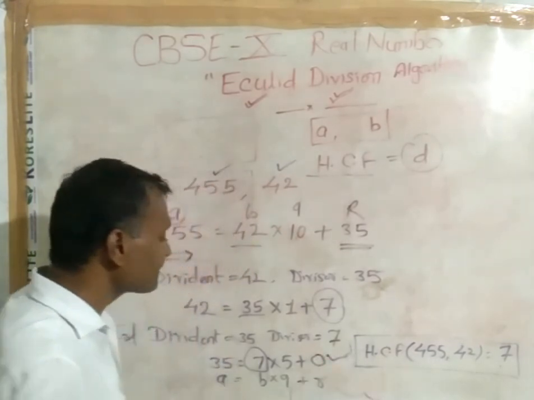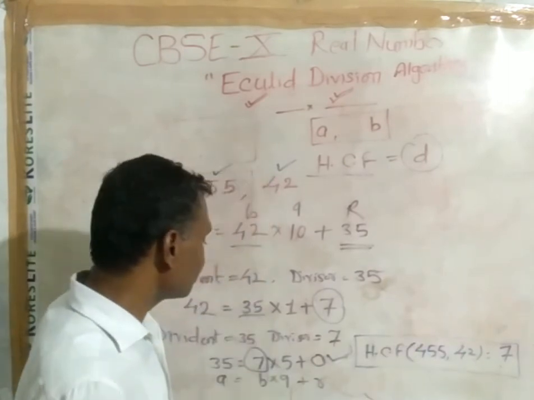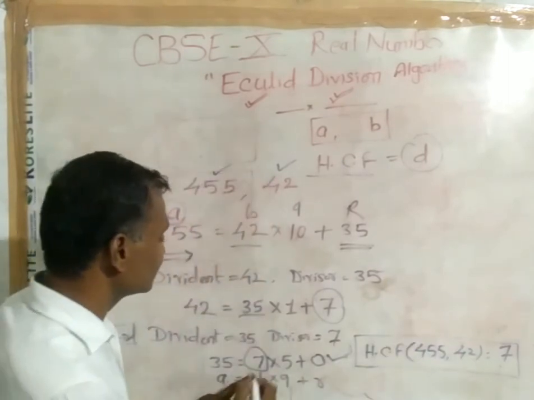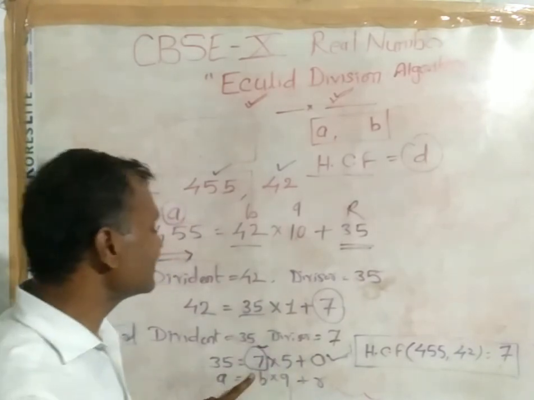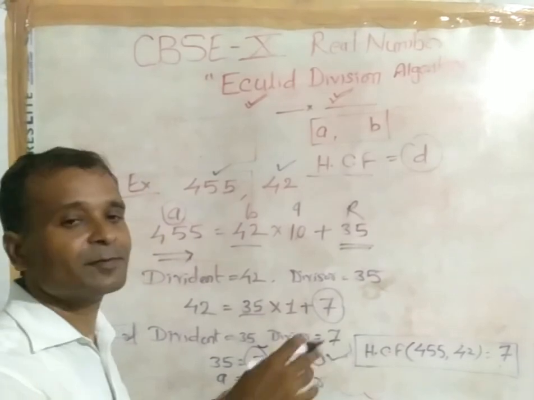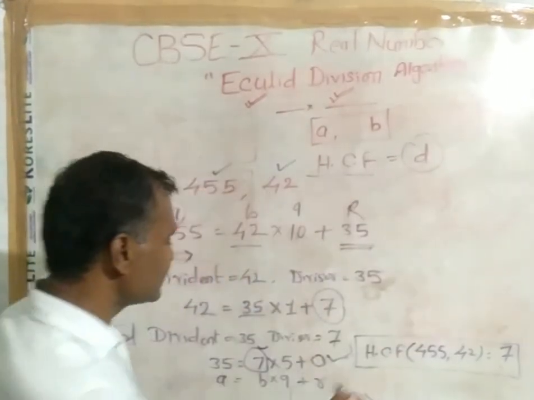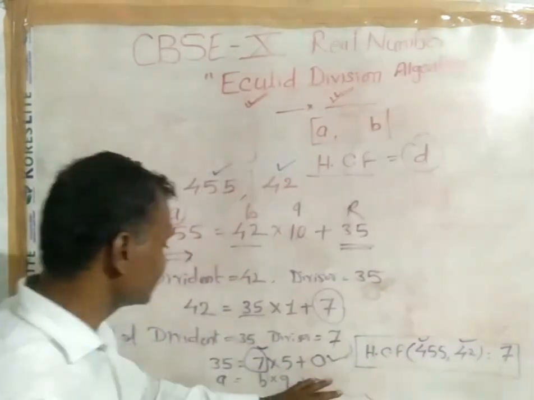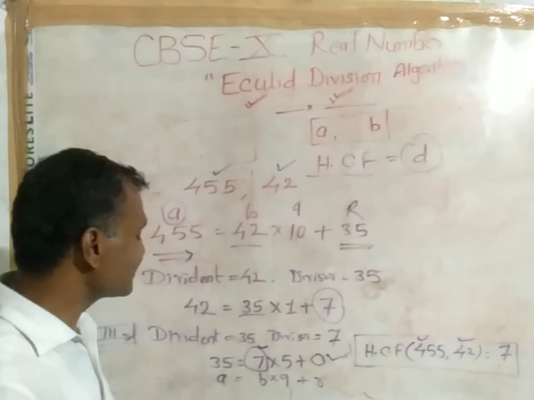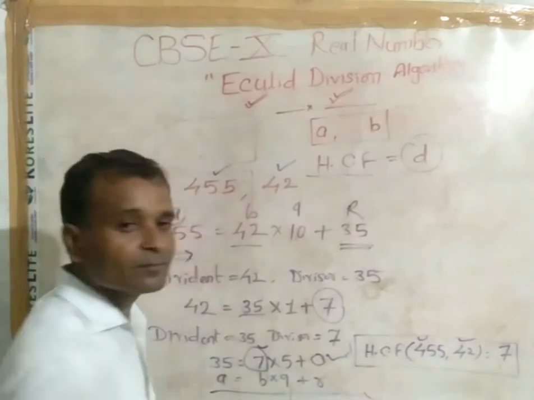It is satisfied. When we get 0, the divisor is the highest common factor of the given numbers. So the HCF of 455 and 42 will be 7. And it also satisfies our Euclid division lemma.